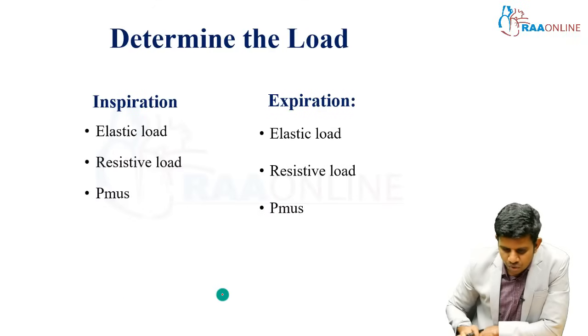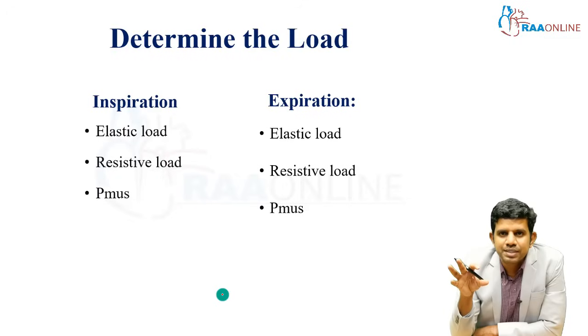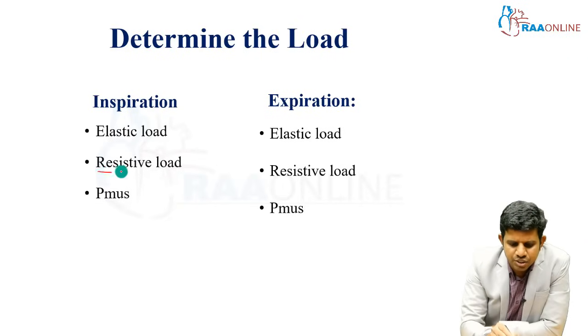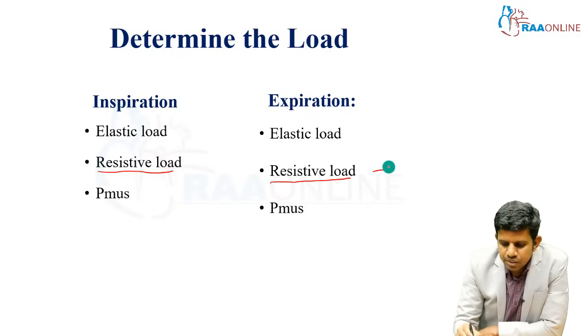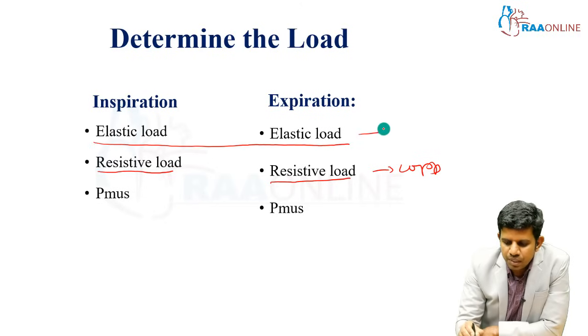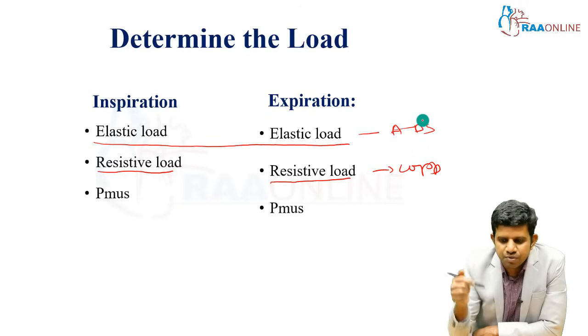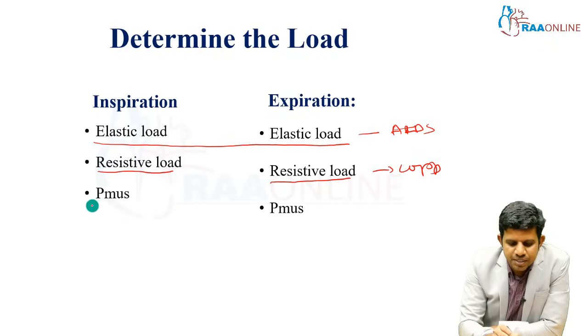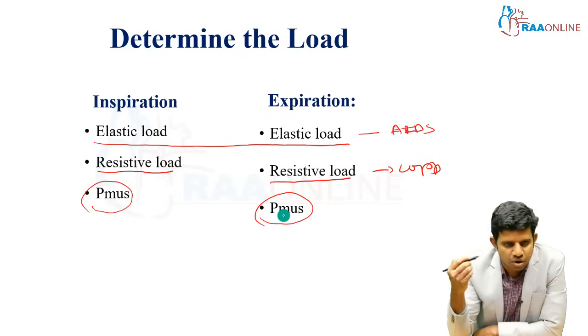So determining the load means finding the predominant load in the patient-ventilator interaction. For example, in a COPD patient, what is the predominant load? It is a resistive load. If it is an ARDS patient, the compliance will be very low, so the elastic load will be predominant. From the ventilator waveforms we get to know the predominant load. P mus means the patient is taking a spontaneous respiratory effort, so we see whether P mus is there or not.